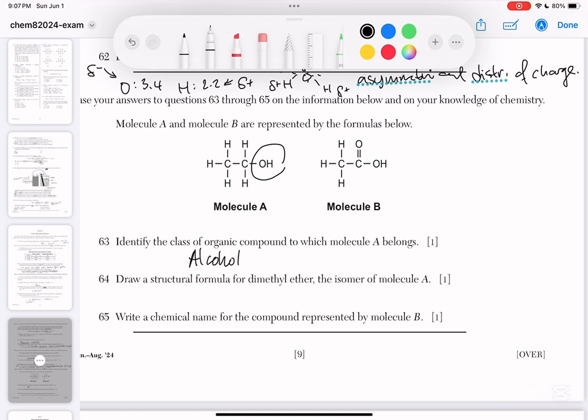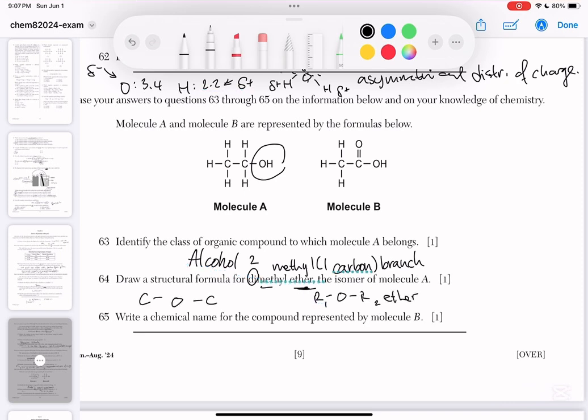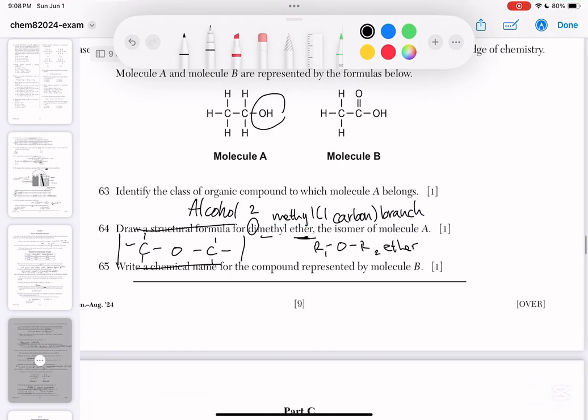This is an alcohol functional group. So molecule A is an alcohol. And then dimethyl ether. So you also would look at the functional groups part of the reference table, table R, I think. And the di in dimethyl means 2. Methyl is like 1 carbon branch off of the main structure. And this is the ether functional group. It has an oxygen and then two different carbon chains off either side. So for dimethyl ether, we would have 2 1-carbon chains with an oxygen in the middle.